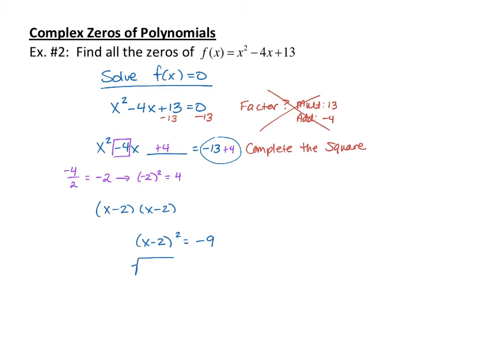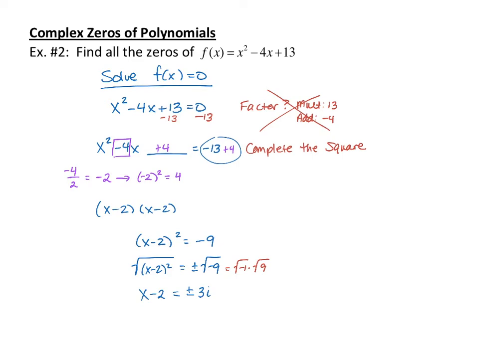So the square root of x minus 2 squared is going to be plus or minus the square root of negative 9. So the square and the square root cancel out, leaving x minus 2. When we're thinking about the square root of negative 9, think about the negative separately. So think of this as the square root of negative 1 times the square root of 9. The square root of negative 1 by definition is equal to i, our imaginary unit. The square root of 9 is 3. So we have plus or minus 3i.